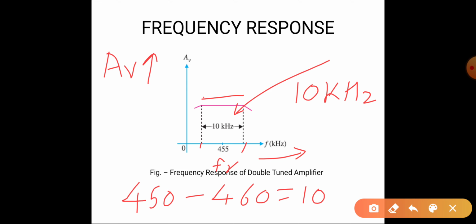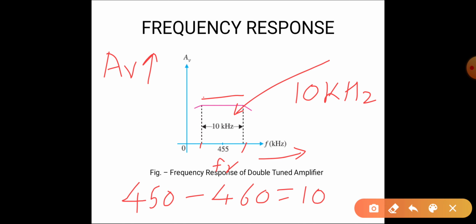So this is a very basic example of the frequency response for double tuned amplifiers. In most television and radio receivers, you are using this kind of circuit to tune the different frequencies available in your aerial. While using many television or radio receivers, you use this kind of circuit where you can use variable inductors, both L1 and L2.